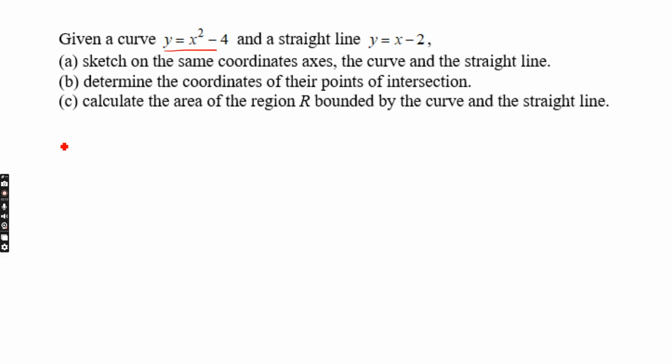Okay, for this one, we have a quadratic, so y equal to x square minus 4. So how to draw? Remember, we let y equal to 0, right, to find the x coordinate first. So you're going to get the equation x square minus 4 equal to 0. So x square equal to 4, and x will become plus minus square root 4. So you will get equal to plus minus 2. So your value of x, one is 2, another one is negative 2.